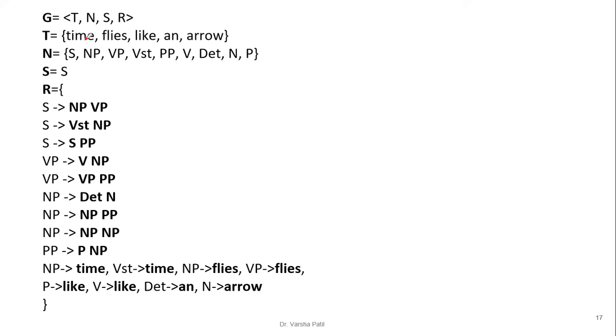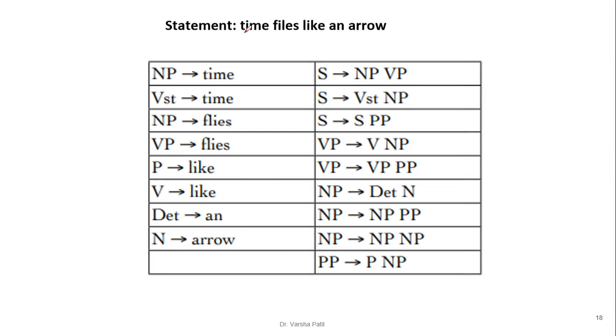G is TNSR, time flies like an arrow. S, NP, VP, VST, PP, V, determiner, NP are nothing but the non-terminal symbols, and these are the rules. You can find that all rules are in CNF form, and this is the terminal. The statement is time flies like an arrow. These are the terminal rules and these are the non-terminal rules.